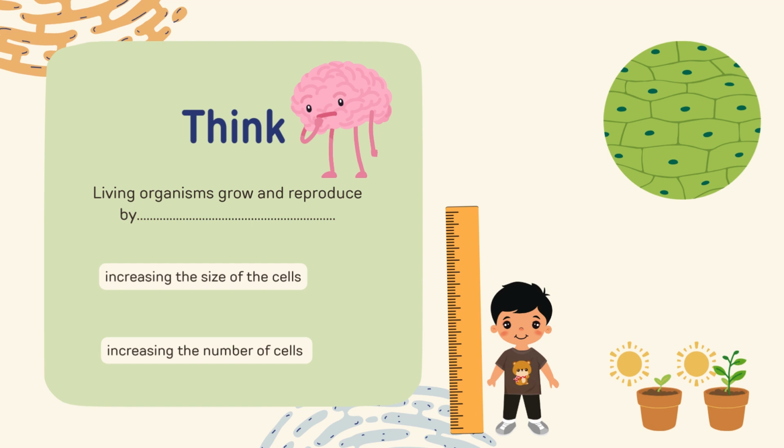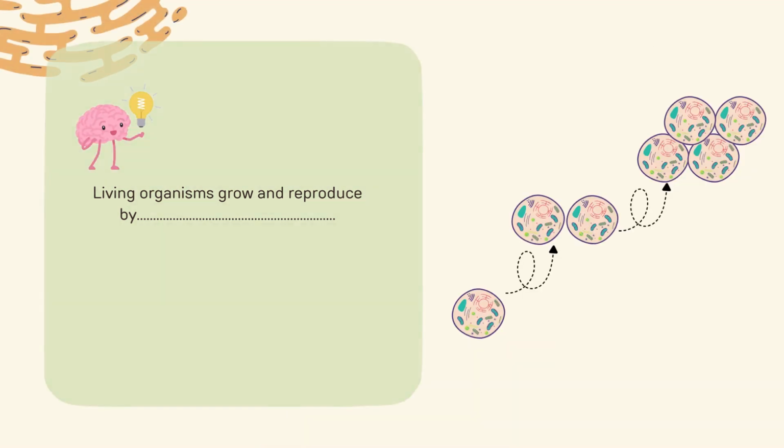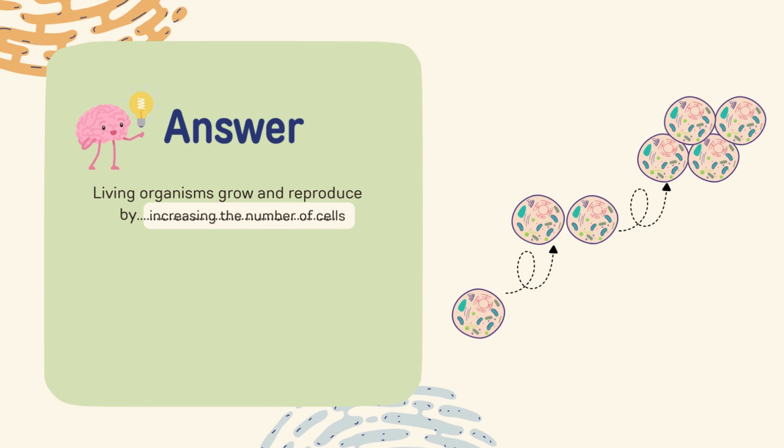So if your answer is that living organisms grow and reproduce by increasing the number of cells, you are right. You are very smart. So here, by increasing the number of cells, the organisms can grow and reproduce.